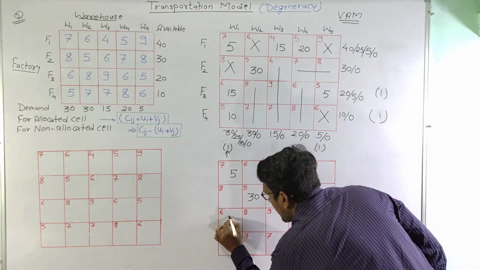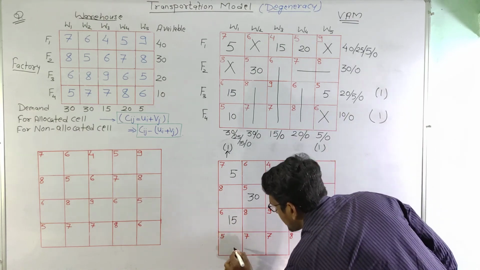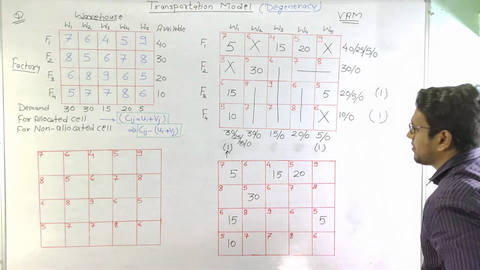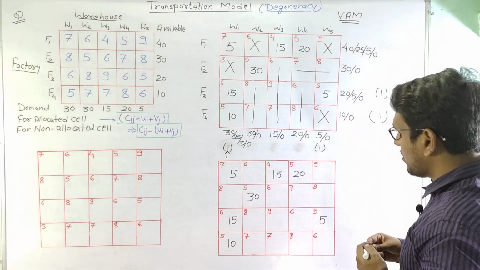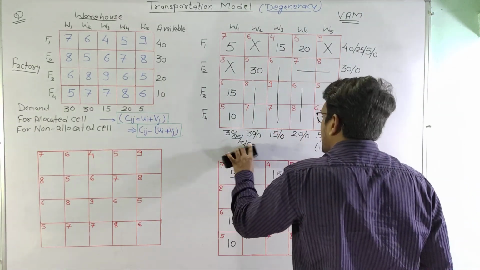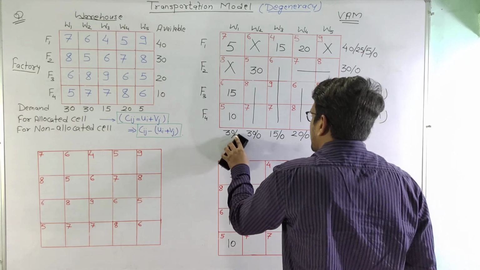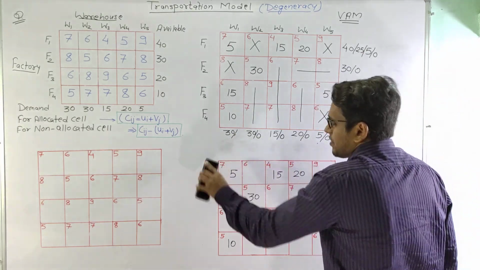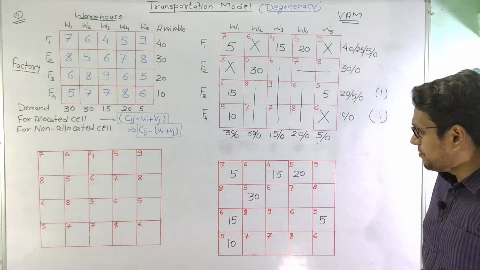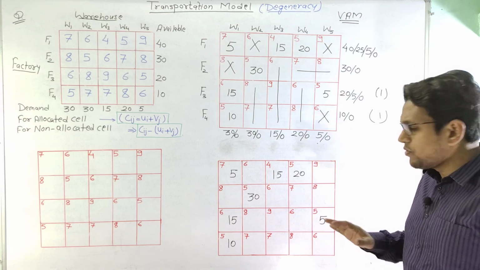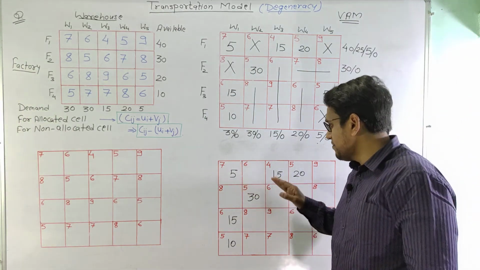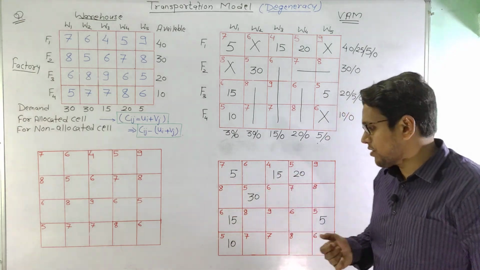This will be 15, this will be 10 and this will be 5. Okay, so now we have, I am just erasing this for the purpose of calculation only. Okay, so I am writing here 0 directly. And now before moving on to the optimality test, we need to see whether the solution we have got is basic feasible solution or not.